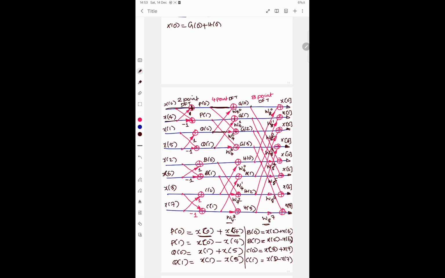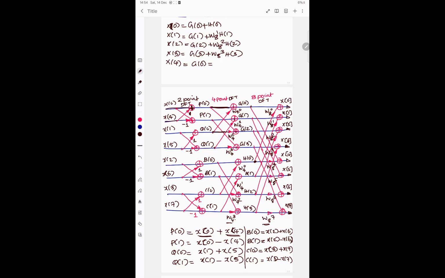Now to get the final output X0, we take G0 direct, and the other input is H of 0 multiplied by W8 to the power 0, which is 1. So it is simply the addition of G0 and H0. In the same way you can calculate the value of X of 1: G of 1 direct, whereas H of 1 is to be multiplied by W8 to the power 1. In the same manner, we can calculate the other values X2, X3, and so on up to X7.